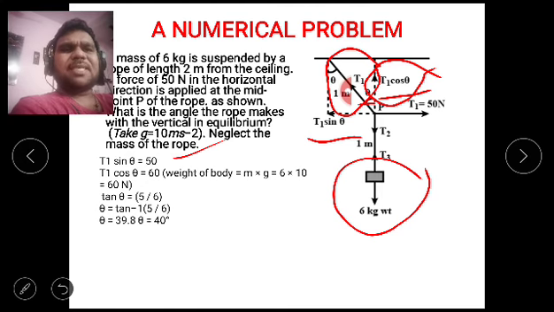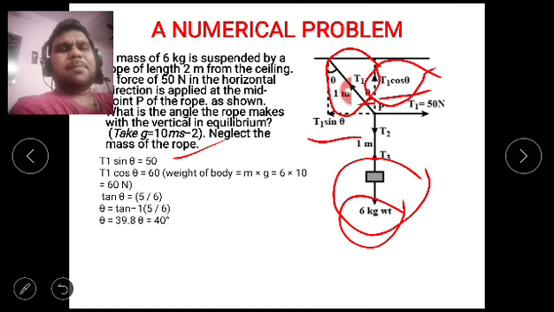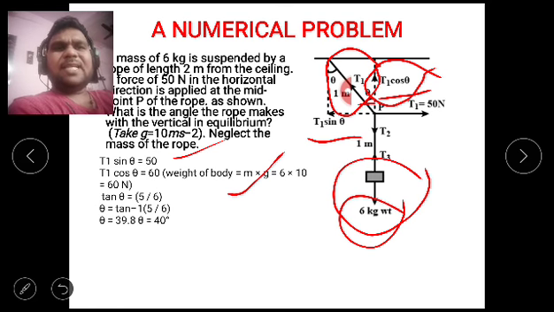We know that a 6 kg body weight is given, and the weight of the body will be equal to mg. M is given as 6 kg and g is 10. We are taking on earth, where the value of acceleration due to gravity is 10 meter per second square after rounding off. So the weight of the body will come to be 6 into 10, 60. T1 sin theta will be equal to 50 and T1 cos theta will be equal to 60.